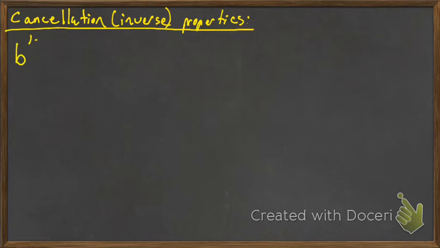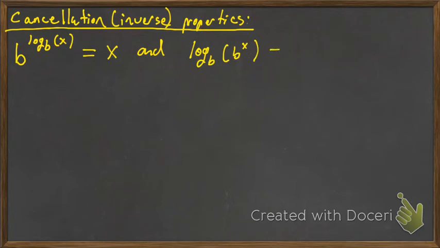And so that means that base b raised to log base b of x is going to be equal to x. So base b raised to log base b of x is equal to x. That's a cancellation property or an inverse property. And then log base b of b to the x power is equal to x. And so this is no different than addition and subtraction are inverses of each other. Multiplication and division are inverses of each other. So exponential and logarithm are inverses of each other.